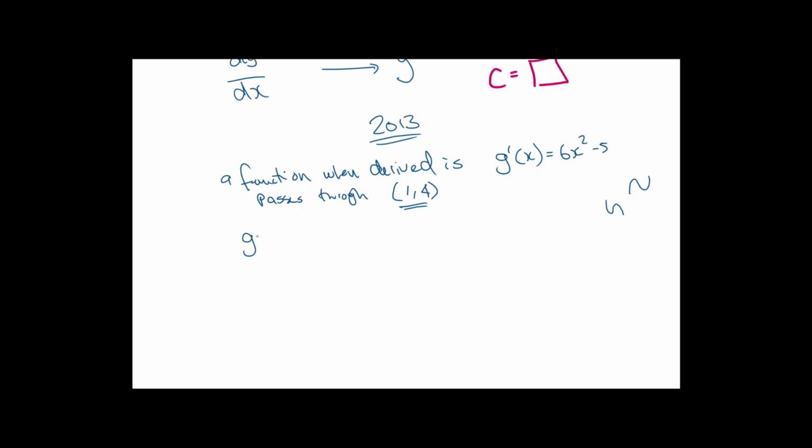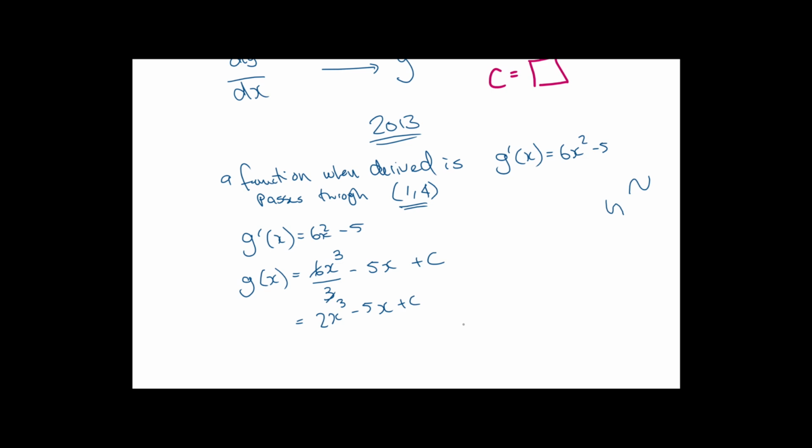So if g dash of x is 6x squared minus 5, then it follows that g of x, when we integrate it, the 6 stays there, the x stays there, the 2 becomes a 3, we have to divide by that 3, the minus 5 becomes minus 5x, and we have to have that c. Let's simplify this a little bit more. That goes to 2x cubed minus 5x plus c.